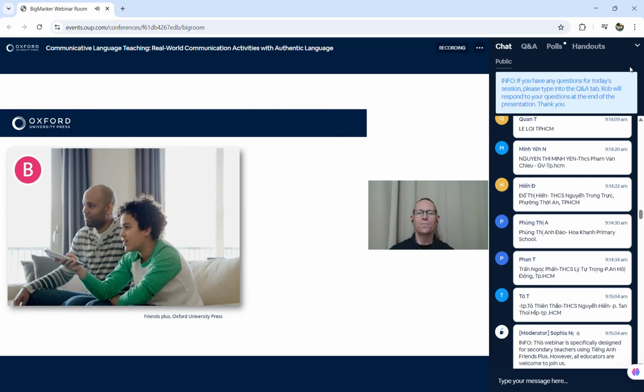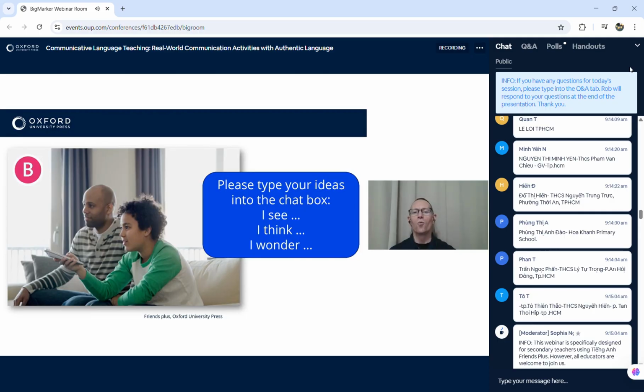Here's another one. Please type into the chat box, what do you see here? What do you think is happening? And what do you wonder? Again, please type your ideas into the chat box. I see... What do you think? How do you interpret the picture? What do you guess about these people, what they're doing, what they want to do, their feelings, etc.? And what do you really wonder?